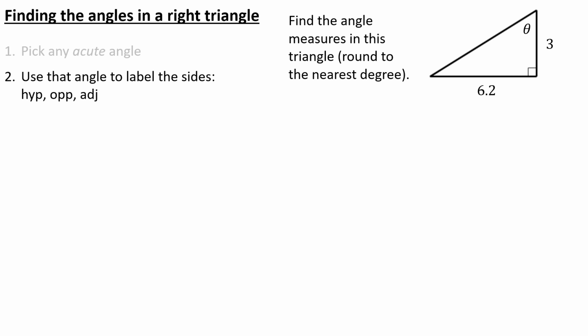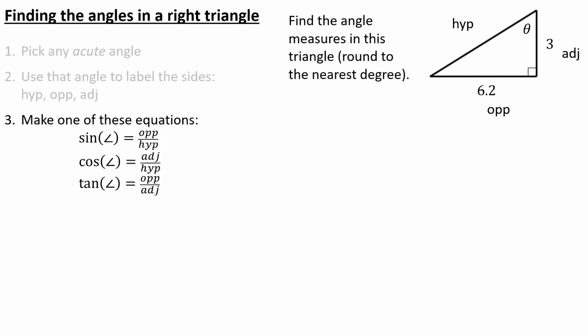Pick one of them. I've picked theta, and I could have picked delta, but I chose theta, and now we're going to label the sides. Again, the hypotenuse doesn't touch the 90. The opposite doesn't touch the angle we chose. We chose theta to work with, and the other side is the adjacent. Now you're going to make one of the same equations again. Here's all three. Again, you may want to hit pause and analyze the details.